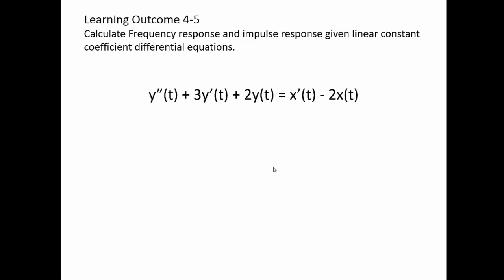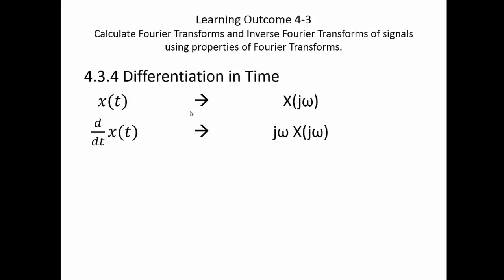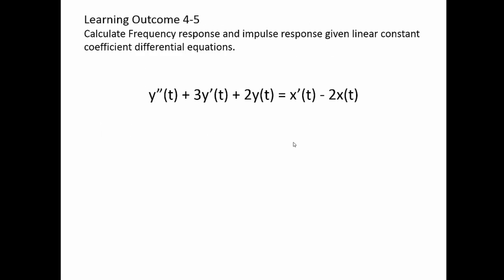So what do we do with differential equations? Remember, we're talking about linear, constant coefficient ones, so all of these are going to be constants, no t's out here, no squareds. We want to take the Fourier transform of this differential equation. We can do this by applying the system property of differentiation in time, which, if you recall, says that if our signal x of t has a Fourier transform of X of j omega, therefore the derivative of x of t will have a Fourier transform of j omega times X of j omega. Look at table 4.1.